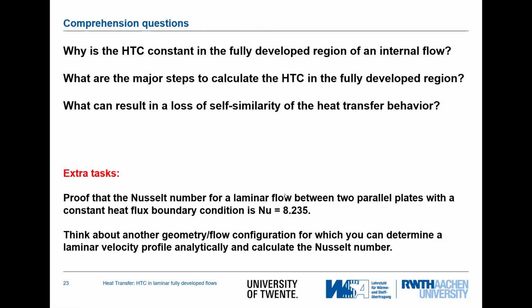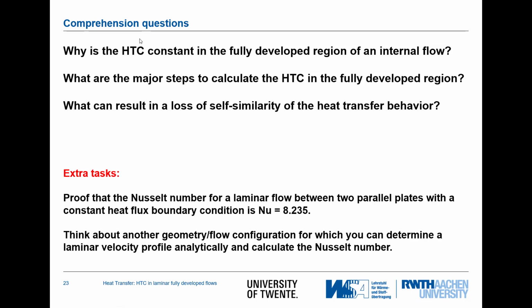I have a few questions of understanding. So first one would be, why is the heat transfer coefficient constant in a fully developed region of an internal flow? And the reason for that is basically that the heat transfer coefficient describes the transfer between the wall temperature and the medium temperature of the liquid. And for a case, for instance, if you look at the constant heat flux, both temperatures rise in a similar way, and as such, the heat transfer coefficient becomes constant.